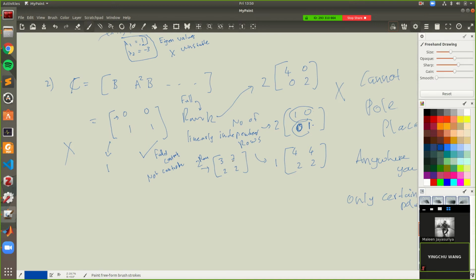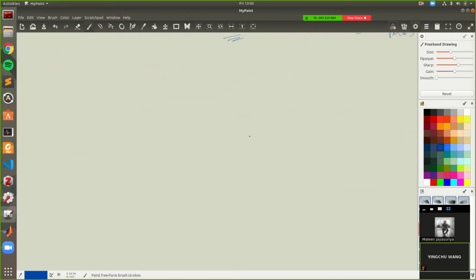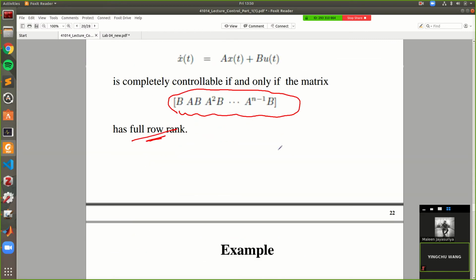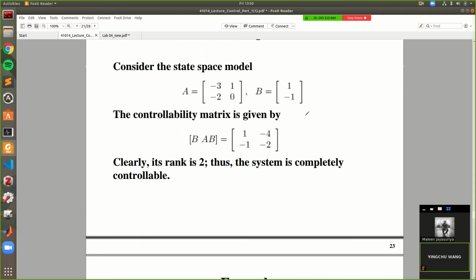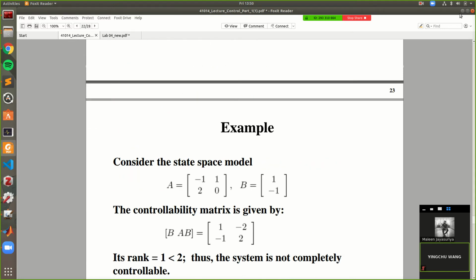So that's what the controllability matrix does. Again, in MATLAB, there's an easy function to do that. You just use the function called ctrb, which will help you check your controllability. Is that clear about the controllability matrix? The notes I have given you should have 2 examples, a controllable matrix and a non-controllable matrix.